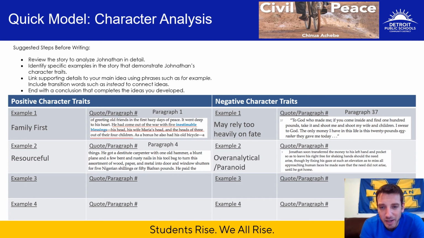So it says here, "Jonathan soon transferred the money to his left hand and pocket so as to leave his right free for shaking hands should the need arise, though by fixing his gaze at such an elevation as to miss all approaching human faces, he made sure that the need did not arise until he got home."